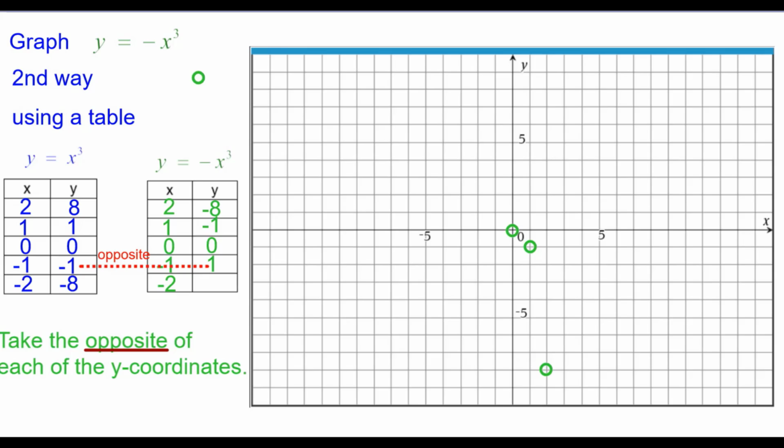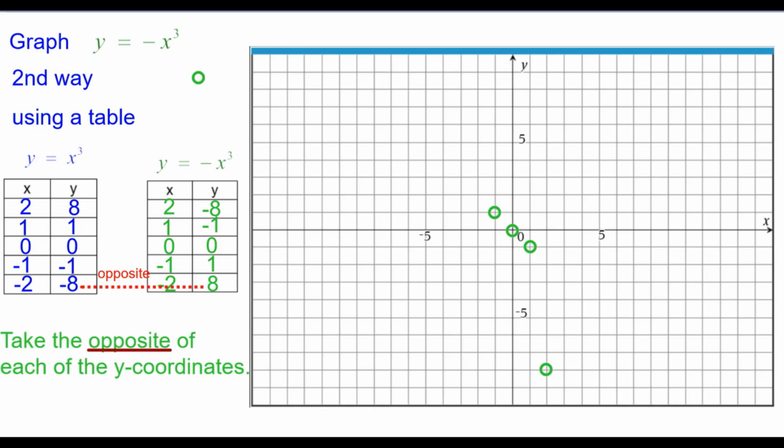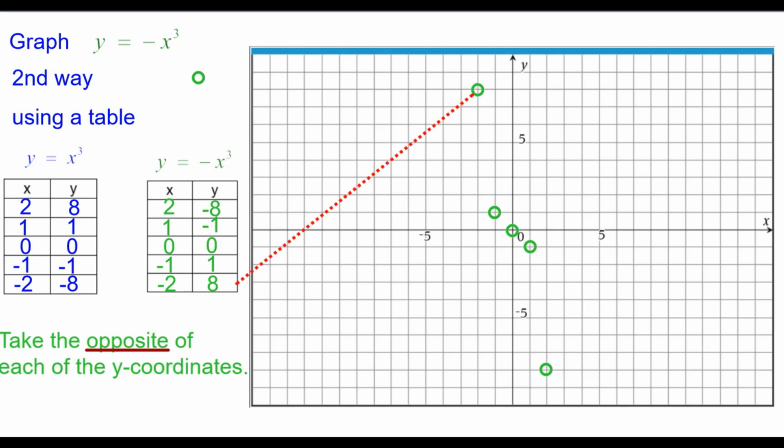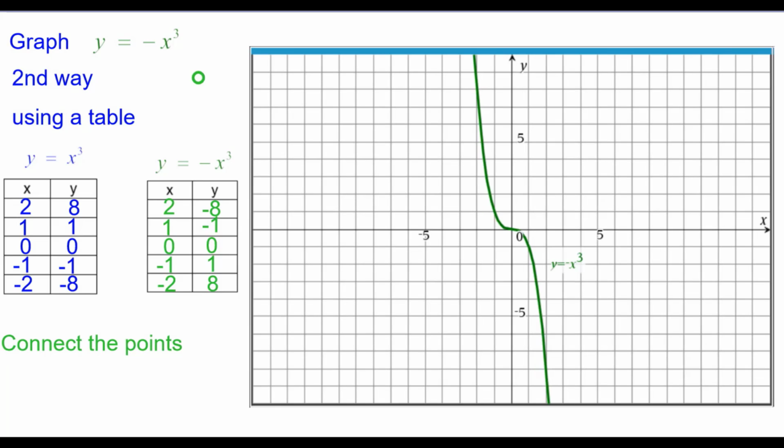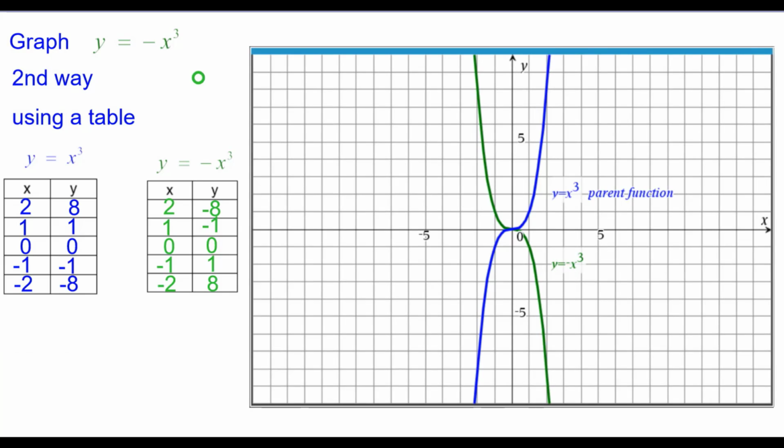The opposite of negative 1 is positive 1, so negative 1 up 1. And the opposite of negative 8 is positive 8, so negative 2, positive 8. Connecting the points, again, we get y equals the opposite of x cubed. Comparing that to the parent function, you can see again that the graphs are reflections about the x-axis.